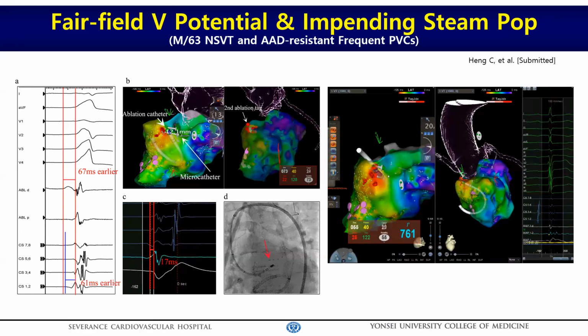At this time, contact force was 20 and 21 grams, and we used 40 watts. It could be a sign of an impending steam pop or already exposure to a micro steam pop. So I readjusted the catheter curvature, reduced the contact force, and completed the ablation safely.